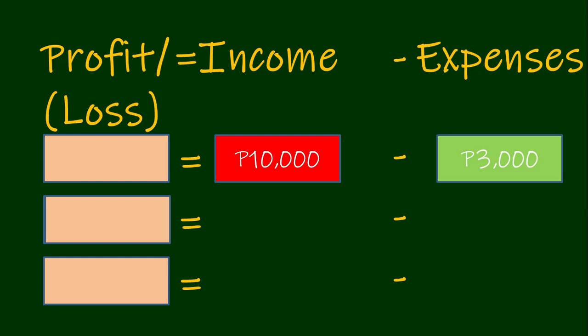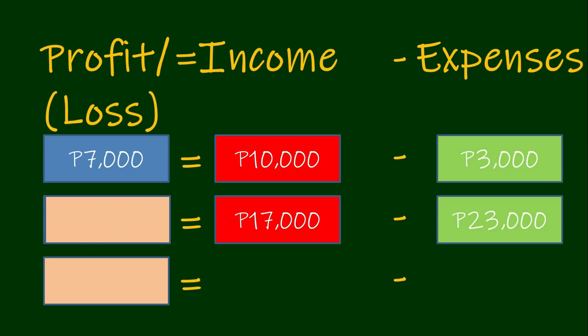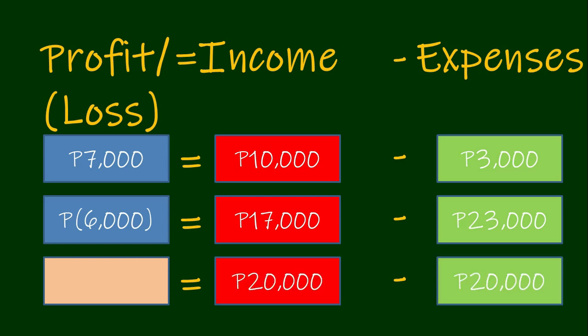Alright, the first case is a profit of 7,000. Very good. Income is greater than expenses, so it's a profit. The second case is a loss of 6,000. In this case, income is lesser than expenses, so it's a loss. And finally, we have a break-even, where income is exactly equal to the expenses.